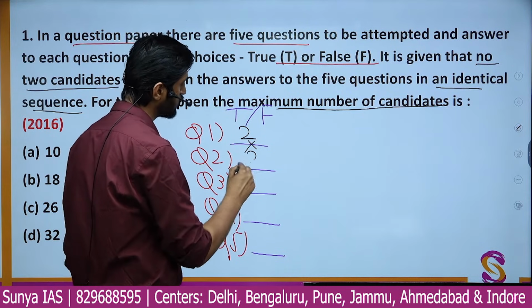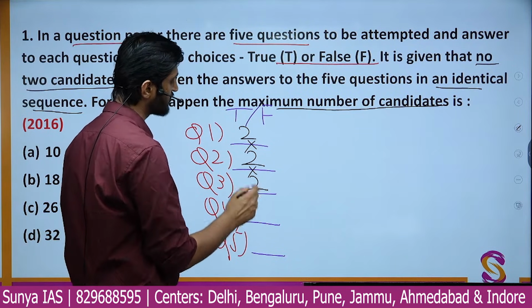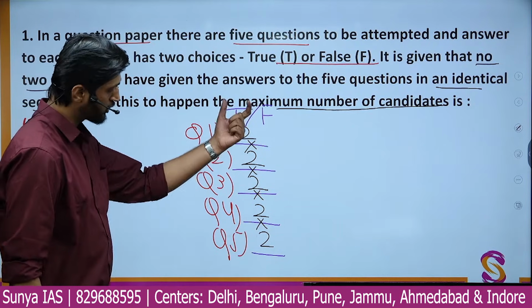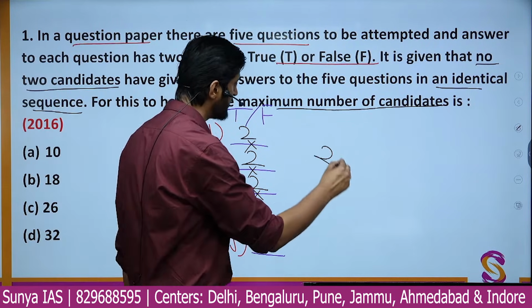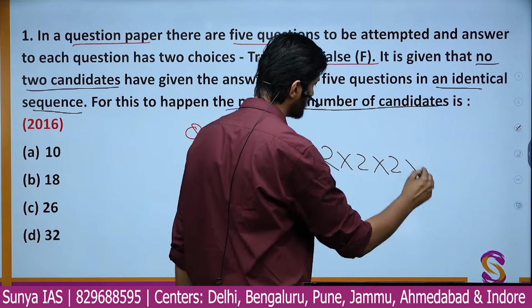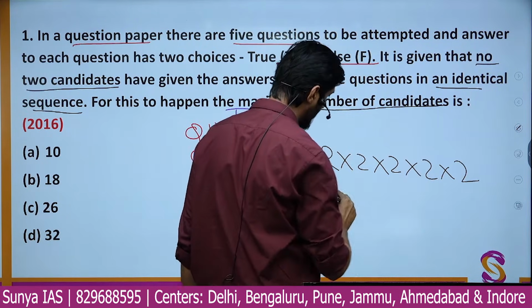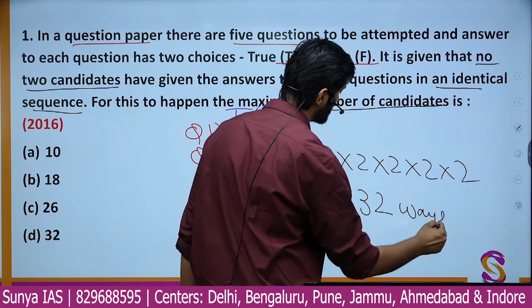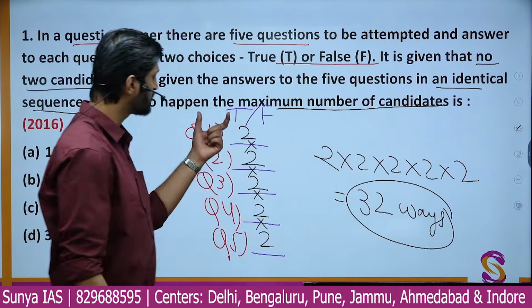Similarly here we have 2 choices. For question 3 we have 2 choices, 2 choices and 2 choices. Overall, in order to fill the question paper, you will be having 2 into 2 into 2, 5 times, that is nothing but 32 ways. These are the 32 ways in which you can fill up the question paper.